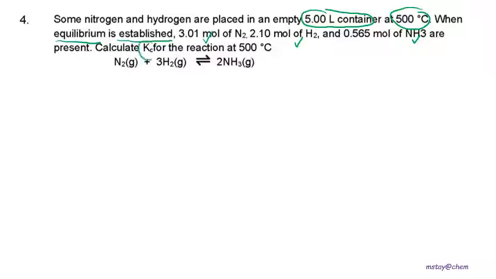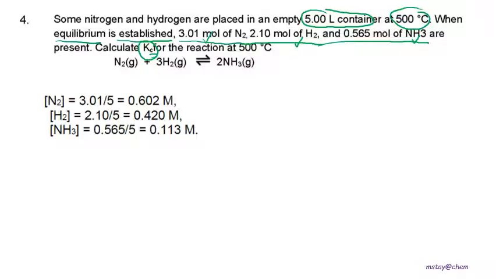Again, the question asks for Kc, the equilibrium constant. Here the C stands for concentration, so we cannot directly write the Kc expression first. We have to convert all these numbers of moles into units of concentration. So 3.01 mole divided by 5, we will get 0.602 molar for nitrogen, and hydrogen 0.42, while ammonia is 0.113 mole per decimeter cubed.